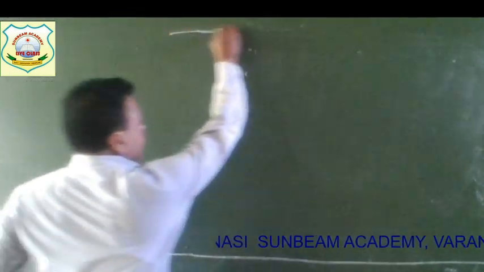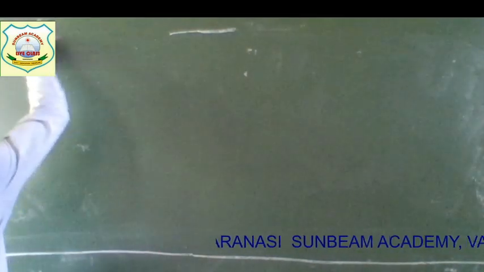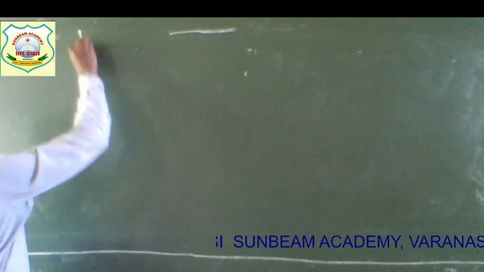The two adjacent sides of a rectangle are 5x cube minus 3y square and x square plus 2xy. Find the perimeter of the rectangle. So first of all, we will draw the rectangle. Students, see everyone, this is question number 19. Clear?